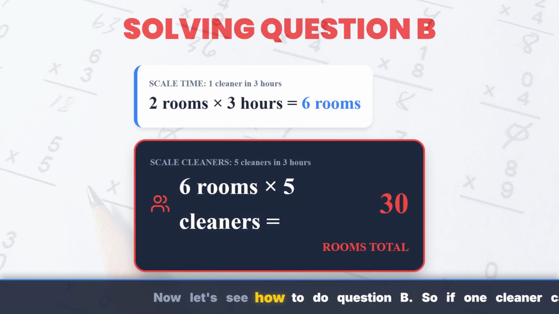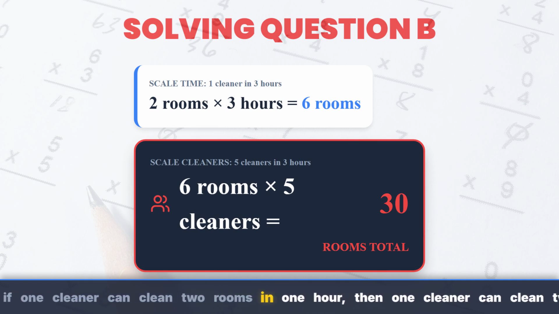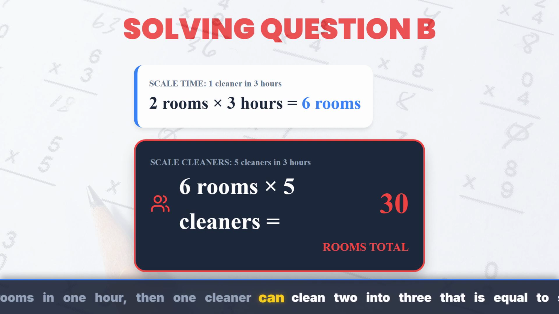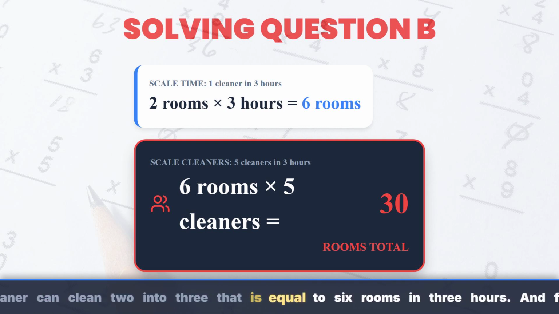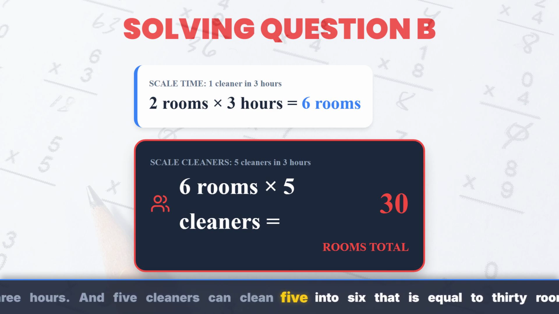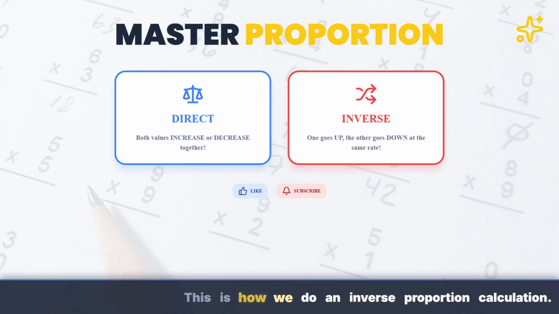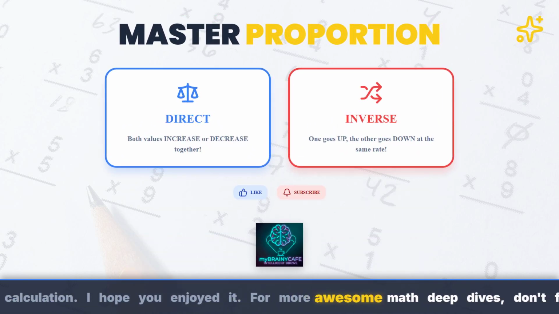Now let's see how to do question B. So if one cleaner can clean 2 rooms in 1 hour, then one cleaner can clean 2 times 3, that is equal to 6 rooms in 3 hours. And 5 cleaners can clean 5 times 6, that is equal to 30 rooms in 3 hours. This is how we do an inverse proportion calculation.